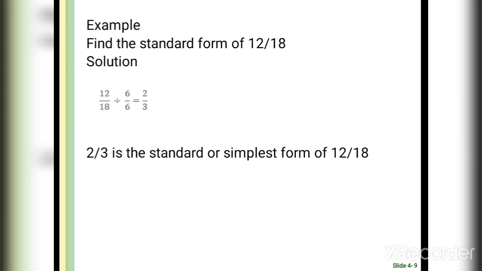So let's see the example. Find the standard form of 12 by 18. Here we can divide both numerator and denominator by 6 because its common factor is 6. So when we divide it, we will get 2 by 3. And 2 by 3 is the standard form, or we can say the simplest form, of 12 by 18.